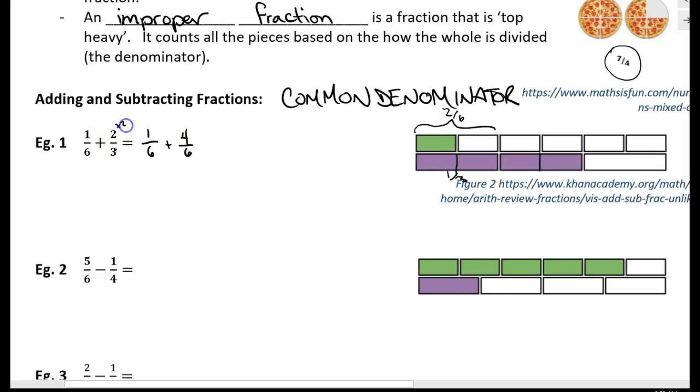Multiply this by 2 and this by 2, so that my whole is represented by the same number of pieces. Okay, if I was then going to add these together, well, now I've got 1/6, and if I filled it in, 2, 3, 4, 5. So in total, I have 5/6. So then we add the numerators.